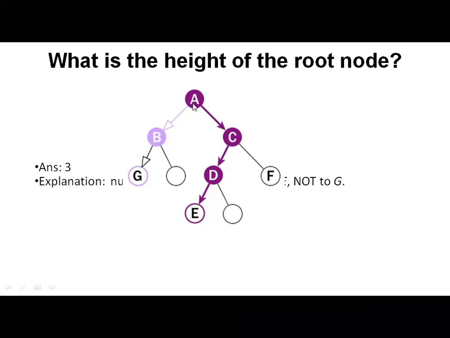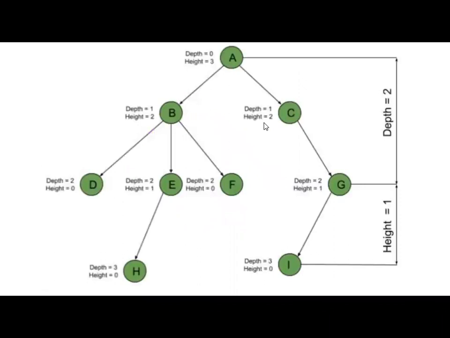Answer is 3. Why? Because for the root node's height, you have to traverse from A to E, but not A to G here. Generally people will traverse from A to G, they go in this way. But there is a node E which is the deepest node. So from the root node to the deepest node, count the number of edges, and that gives the height of the tree, 3. Now this gives a clear picture about height and depth.